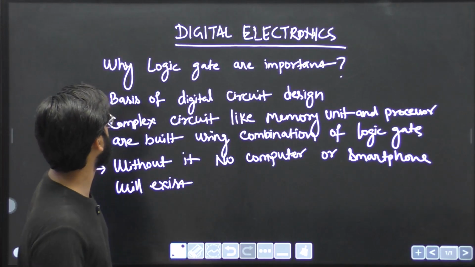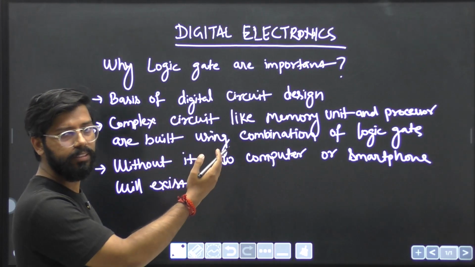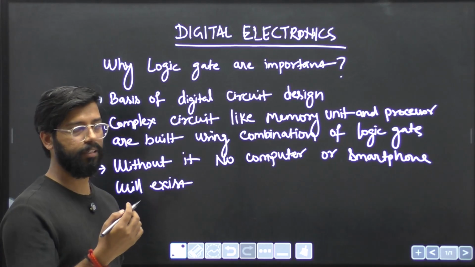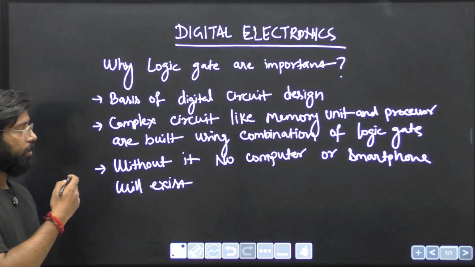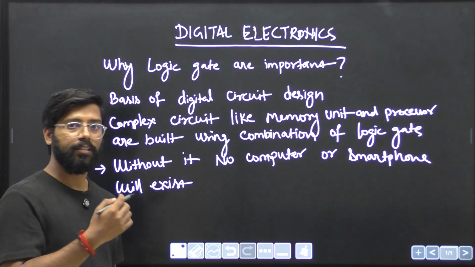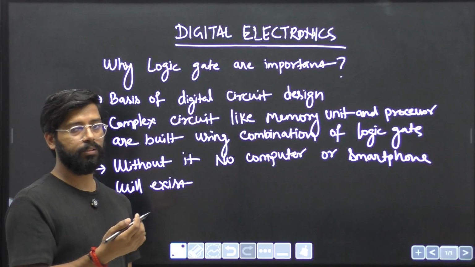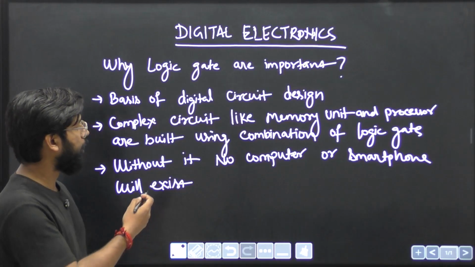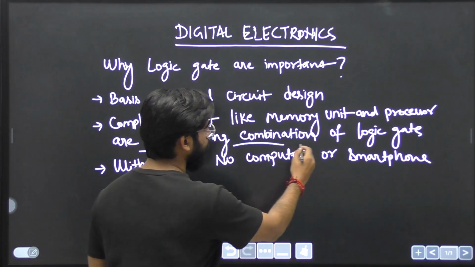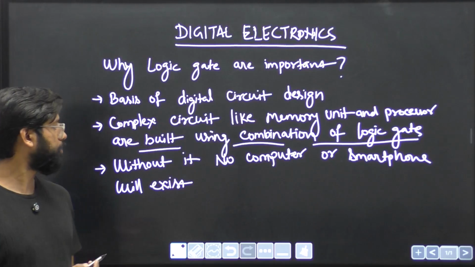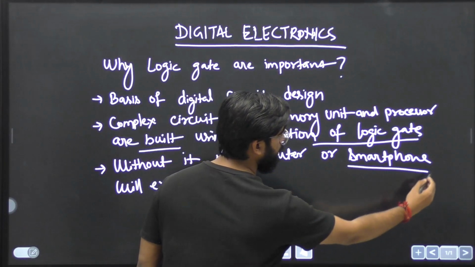Now comes the important part. Why are logic gates important? These are important because they are the basic building blocks of any electronic circuit. The more complex the circuit, the more logic gates are being used in there. You might have seen a microprocessor or a microcontroller. These are just combinations of these logic gates. And without these logic gates, we will not be able to make any computer or smartphones.